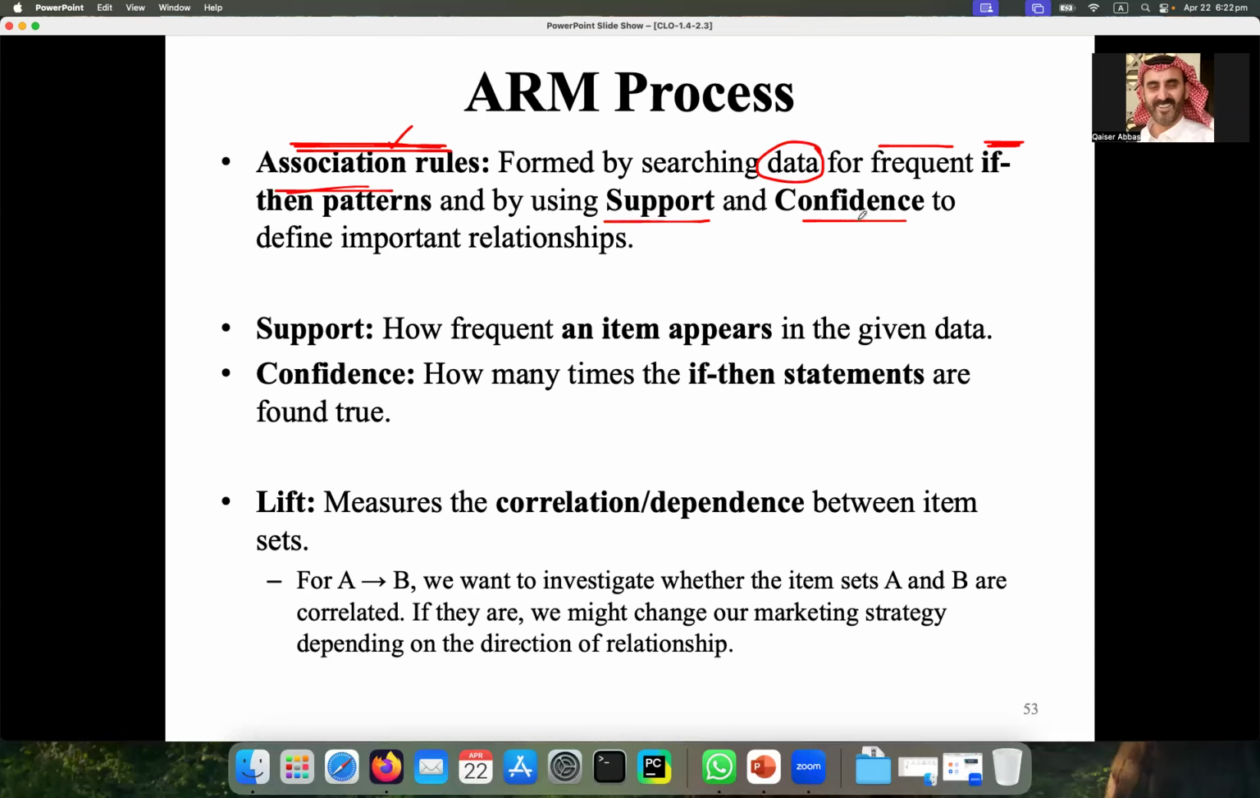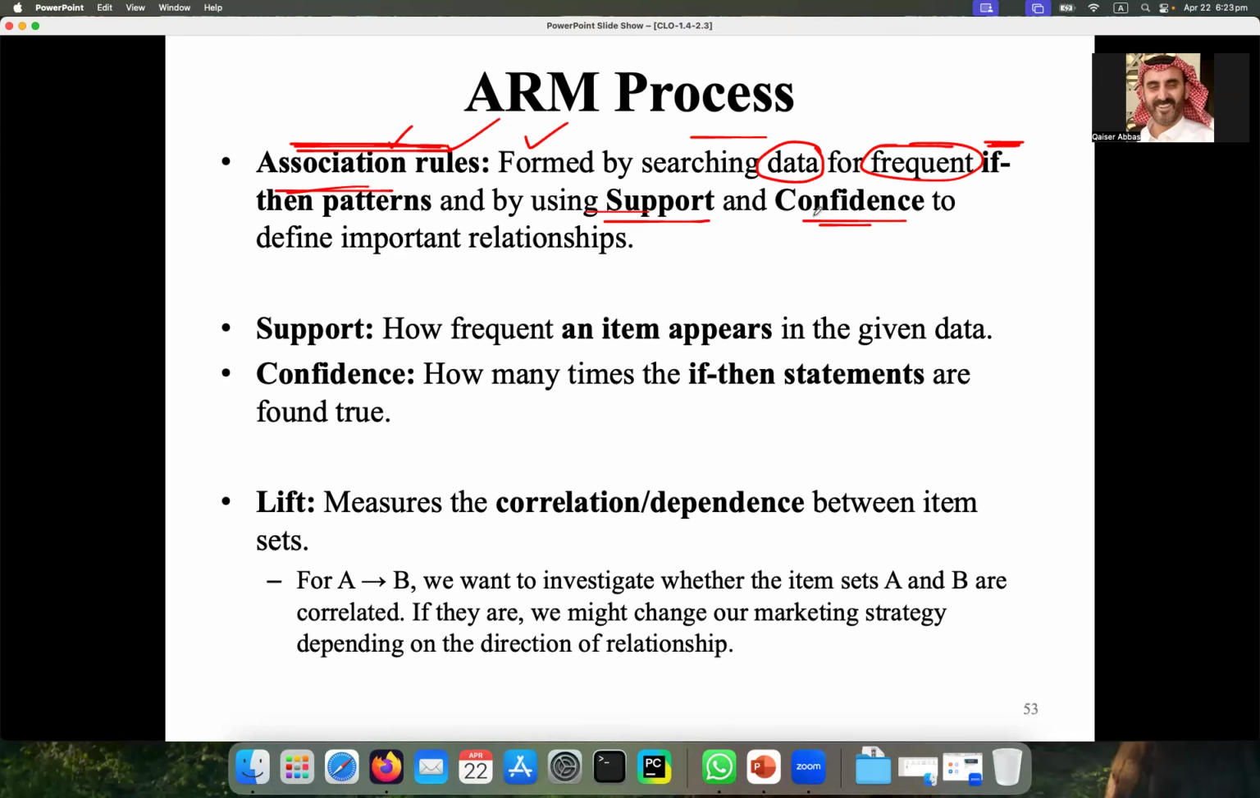These are again some probability formulas, probability equations. Through these equations, you can calculate something, and that will finally give you the frequency. So you can form the association rule by searching the data for frequent if-then patterns, by using support and confidence.